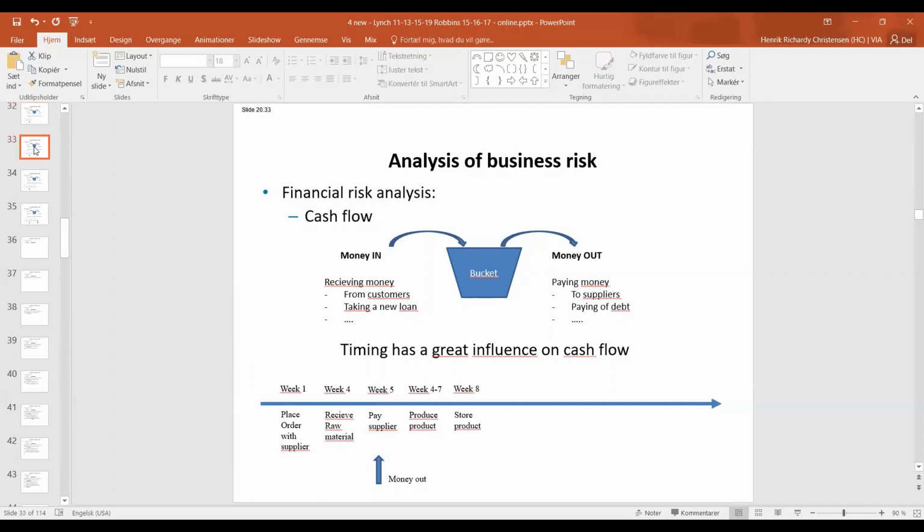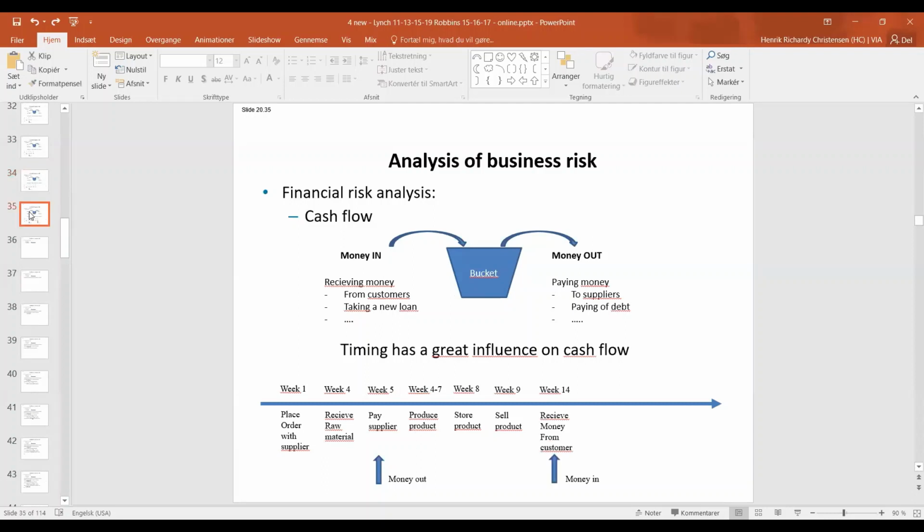Then in week 8, we put the product into our storage unit, and then in week 9 we sell the product here. As you can see, we have placed an order, we have received, we have paid the supplier, we produce, we store, we sell, and we still need to have money in from our customers.